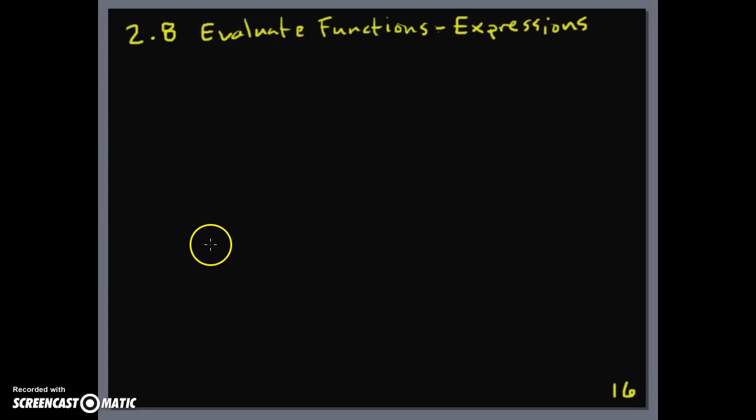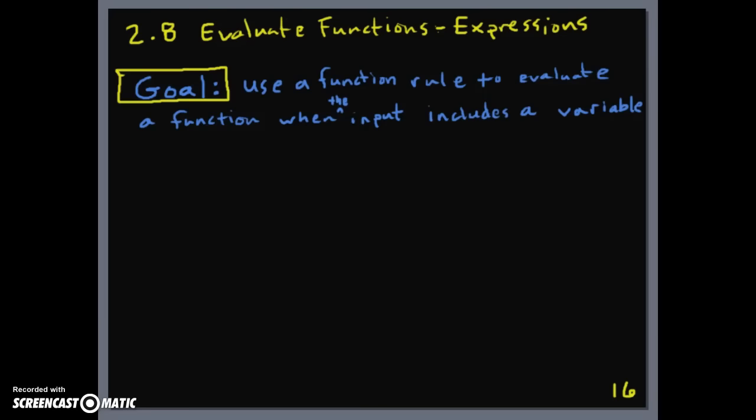Today's video is going to cover lesson 2.8. This is evaluating function expressions, building off of what we did in the previous lesson where we evaluated functions that came out to a single value. This time they're going to come out as an expression. So the goal today is to use a function rule to evaluate a function when the input includes a variable, and that's why this is evaluating function expressions, because we've got a variable that we're inputting into the function, so we'll have a variable when we get the output from the function.